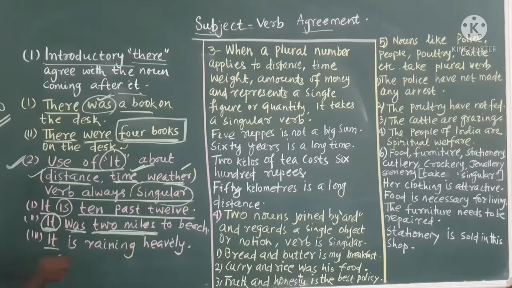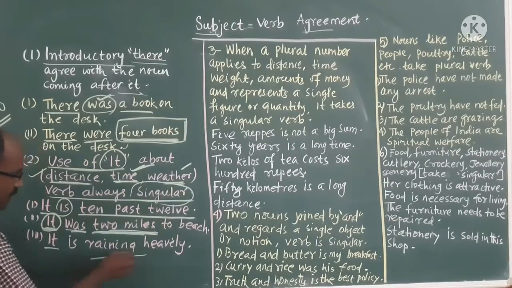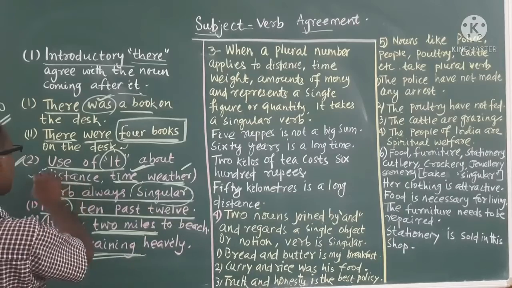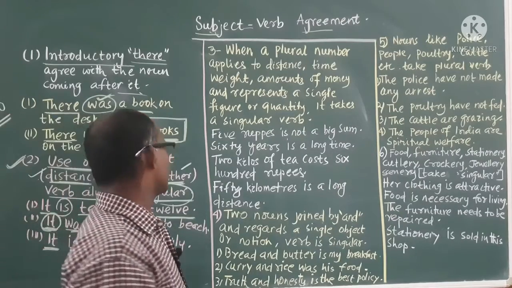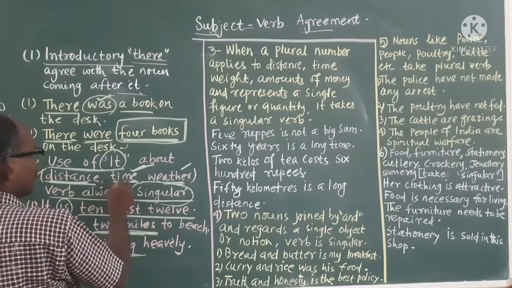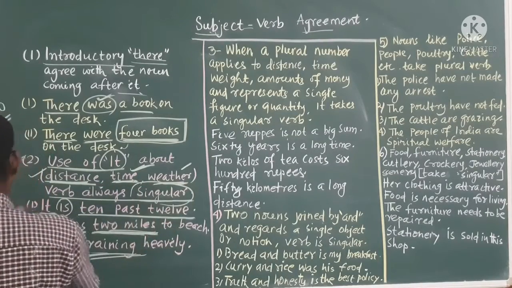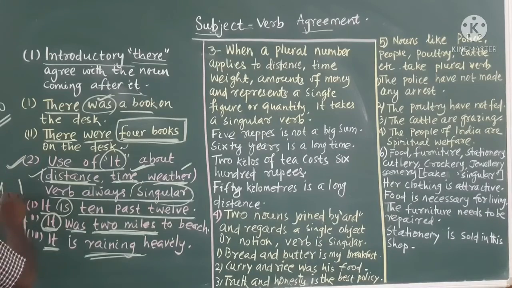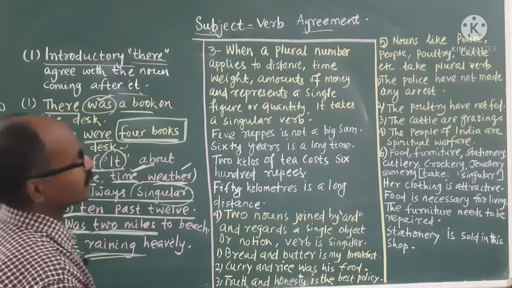Okay. Then, it is raining heavily. That means weather. Please remember, if you are using it and it indicates distance, time, or weather, the verb will be singular. The verb will be singular. Clear? You can see here is, was, is. Clear?